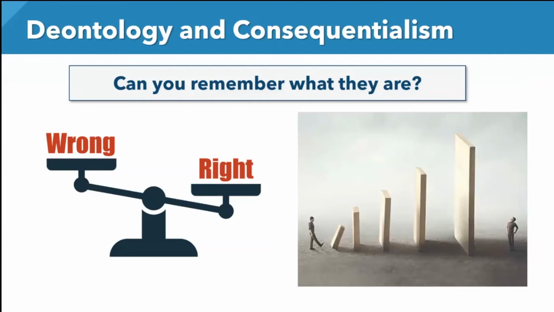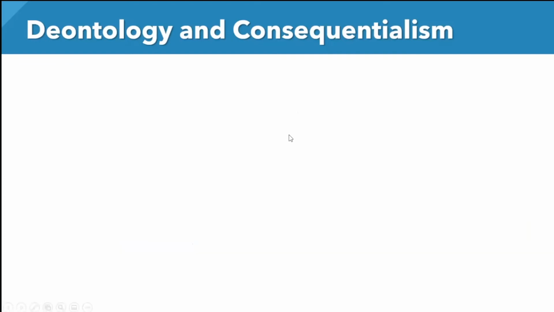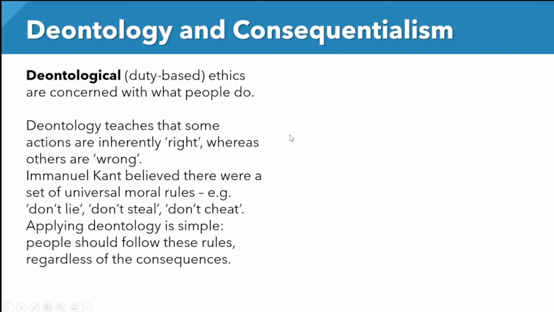Just any ideas. It's fine if you don't understand it or if you don't remember. Any ideas at all what either could mean? We've got a couple of pictures here to help you. For consequentialism, it's quite easy to see what it means. Okay, so consequentialism is the idea that, okay, fine, we'll do deontology first.